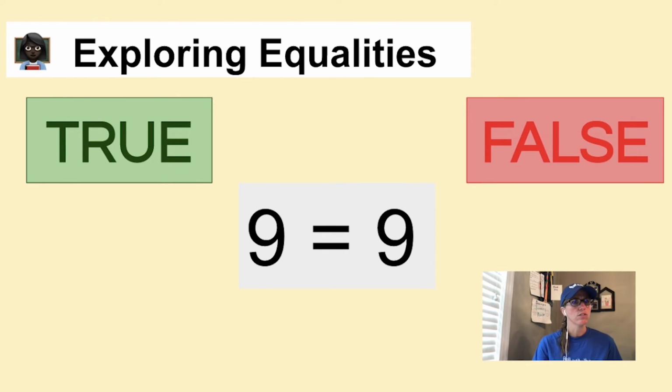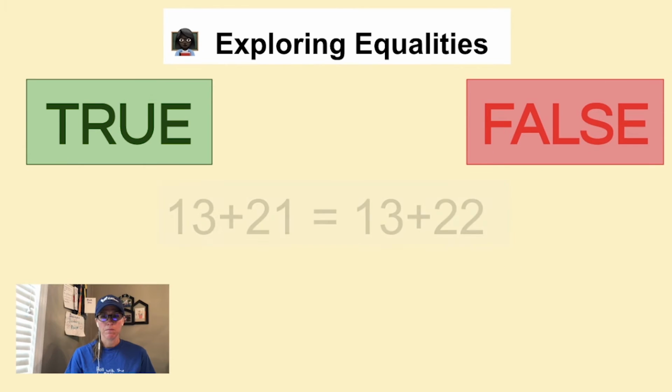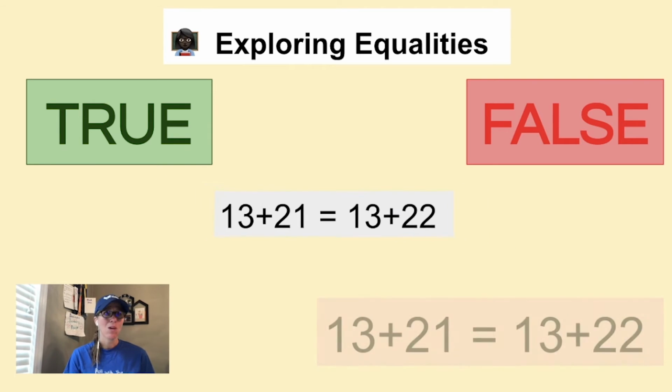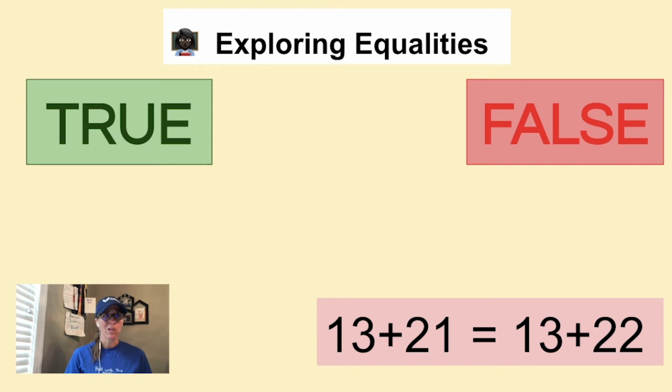Are they true or false? What do you think? You could use your finger for a true or a false, or you could just say it out loud. 9 equals 9. Is that true or false? You got it. That's true. 13 plus 21 equals 13 plus 22. True or false? That one is false. 13 plus 21 can't be the same as 13 plus 22. That would be imbalanced or unequal. That is false.